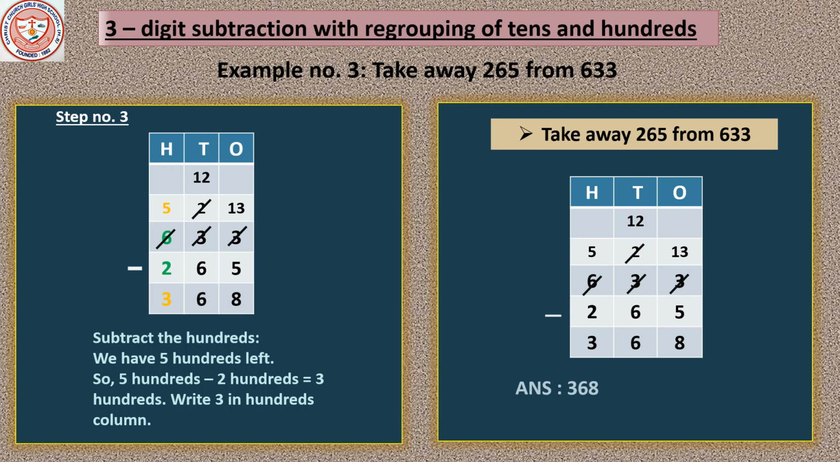Today, what did we do? Today we did subtraction of 3-digit numbers with regrouping of tens, subtraction of 3-digit numbers with regrouping of hundreds, and subtraction of 3-digit numbers with regrouping of tens and hundreds both. Isn't it? Okay.